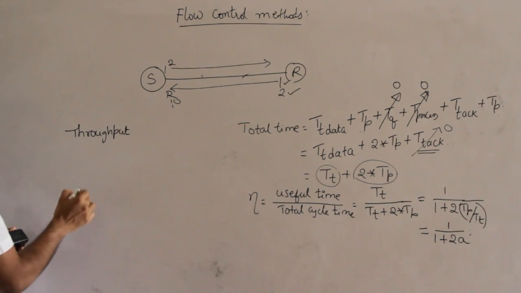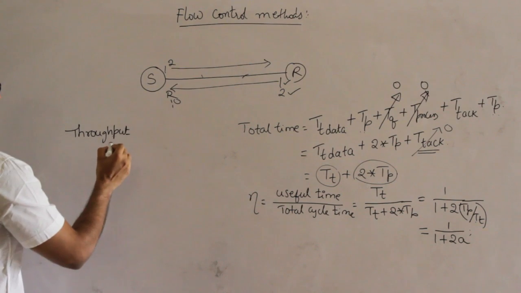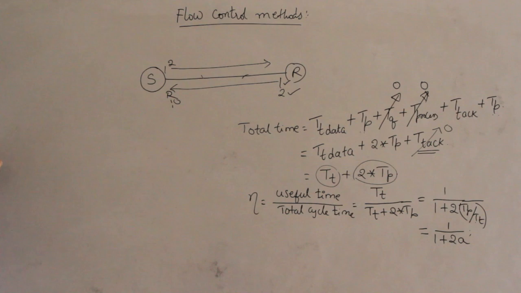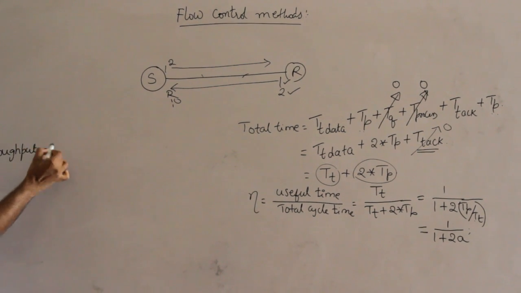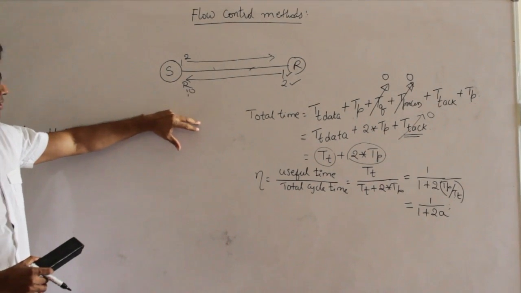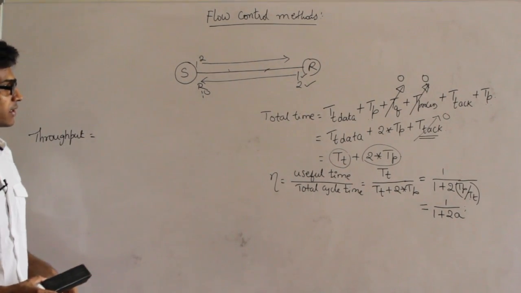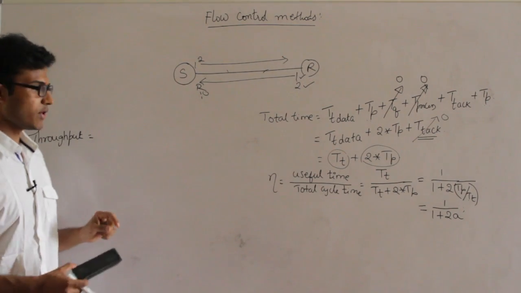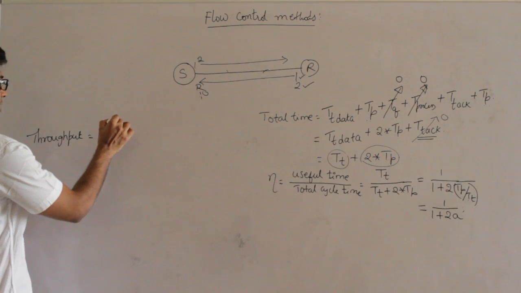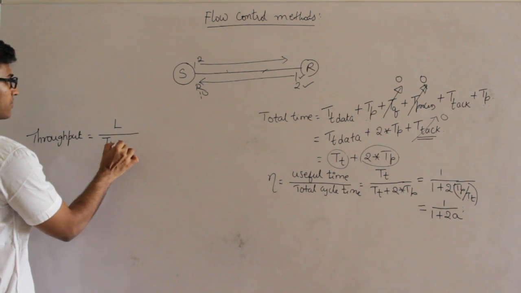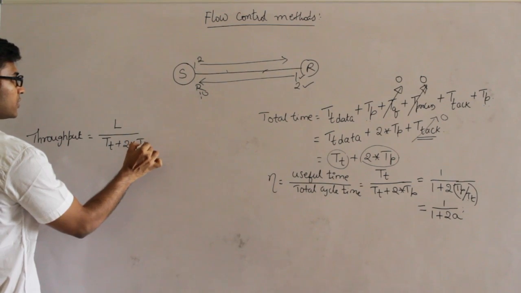Therefore, throughput is equal to, I'll just derive it. Throughput equals how many bits am I able to send per second using this protocol. So if you look at this, in a total time of Tt plus 2 into Tp, I am able to send only one packet, right? So I am able to send L bits in a total time of Tt plus 2 into Tp.